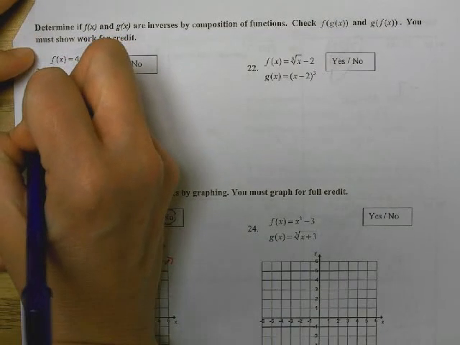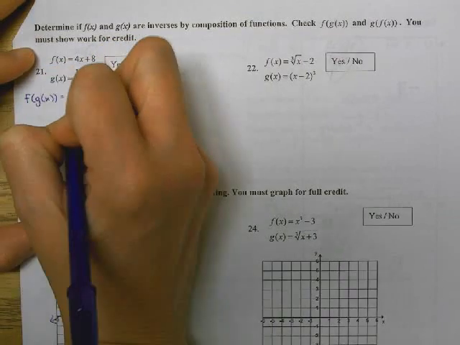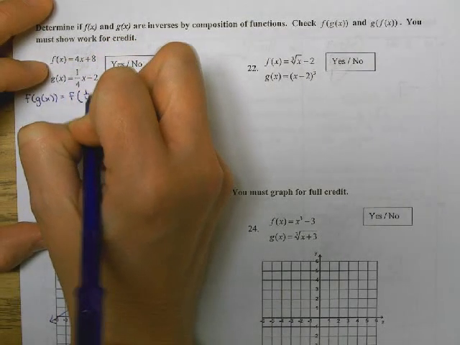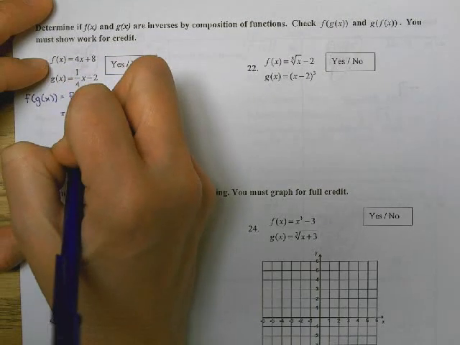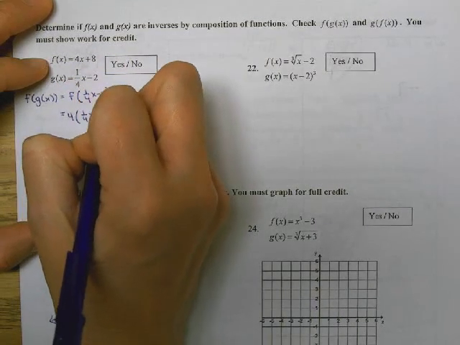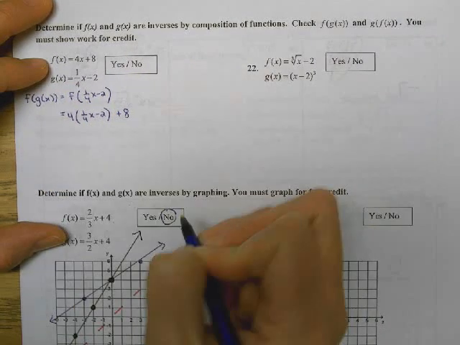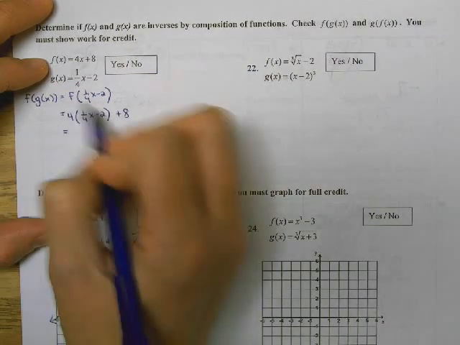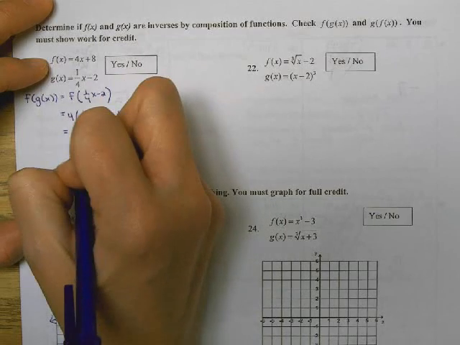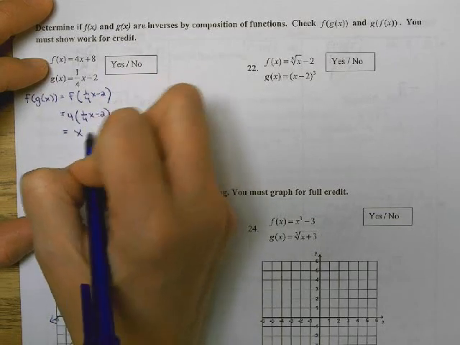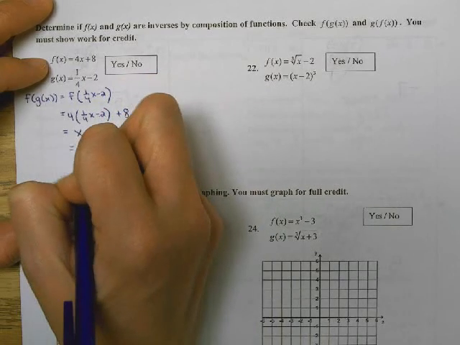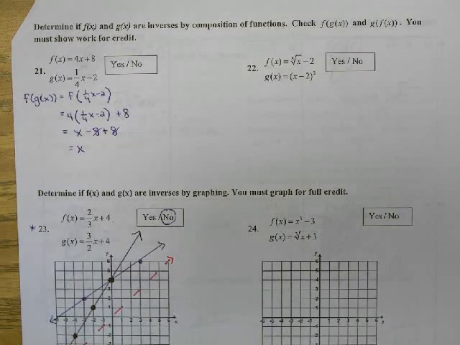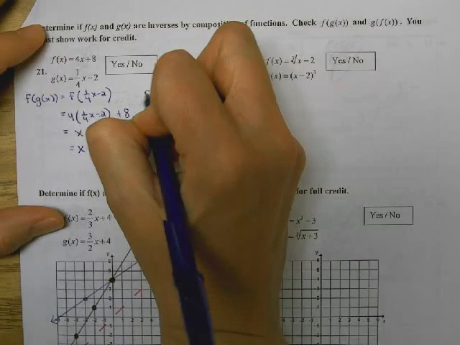Remember, we have to do both, so we'll start with f of g of x. So I'm going to plug 1/4 x minus 2 into f. So I have 4 times 1/4 x minus 2, and then plus 8. So now distribute. So 4 times 1/4 x is going to give me an x. 4 times a negative 2 is going to give me a negative 8. And then I still have plus 8. So those reduce out, and I get x. Half of it's good. Now let's do the other way.